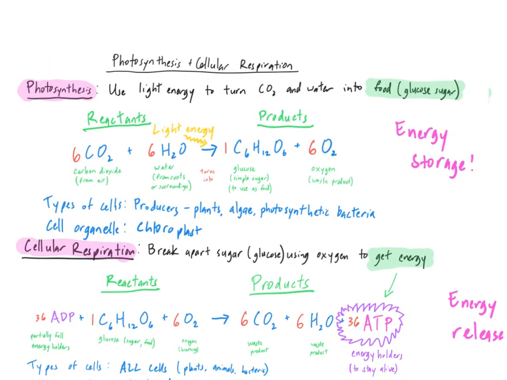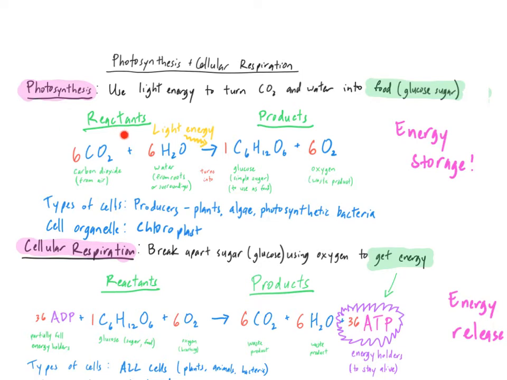Photosynthesis is an energy storage process. And because it's an energy storage process, we're going to store the energy by taking light energy from the sun and using it to turn carbon dioxide and water into glucose. And glucose is a type of sugar, which is like food. So plants are taking light energy, carbon dioxide in from the air, water from their roots, and they're turning it into sugars, which can serve as food.